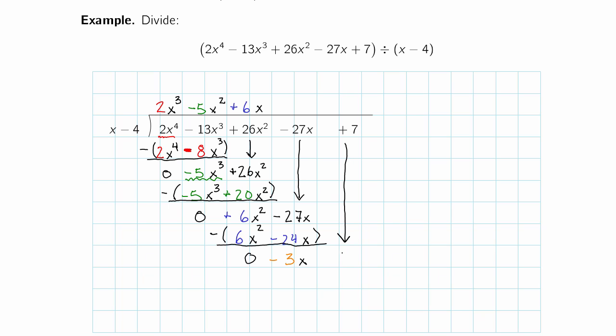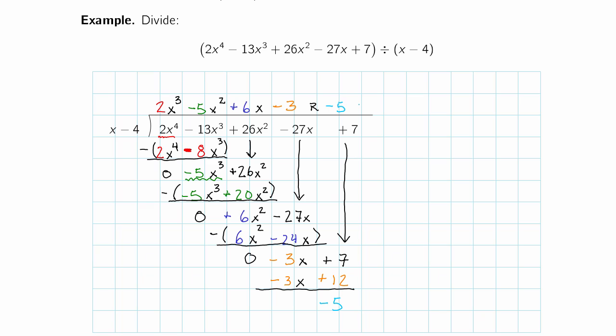Bring down our last term. Negative 3x divided by x is going to be negative 3. Negative 3 times x is negative 3x. Negative 3 times negative 4 is positive 12. One last subtraction. Our remainder is negative 5.